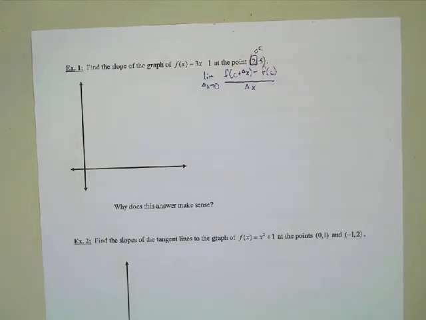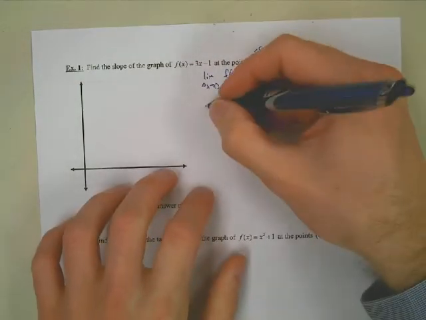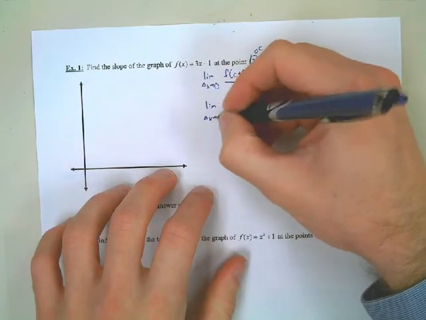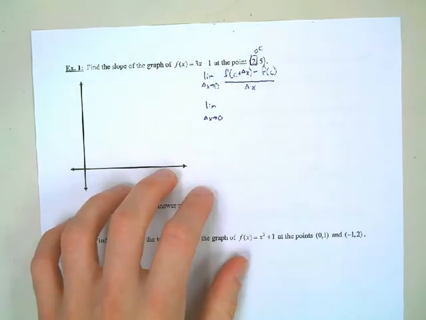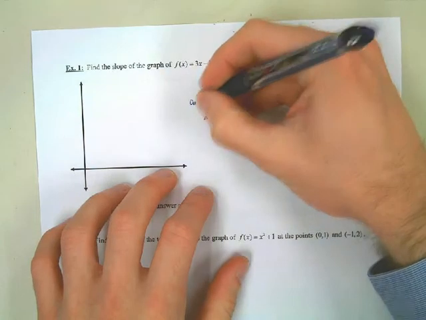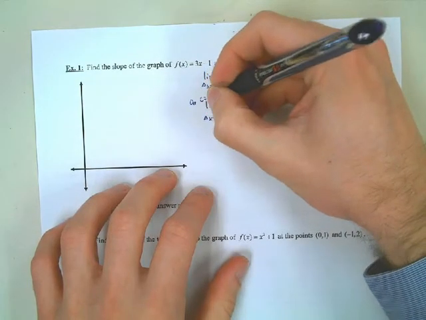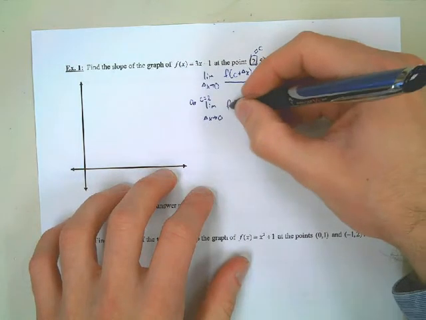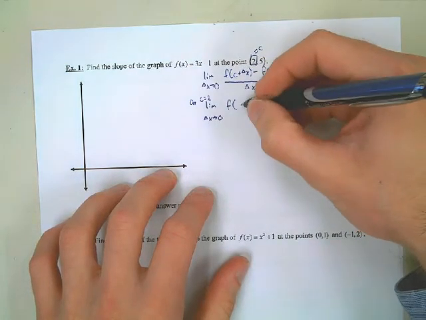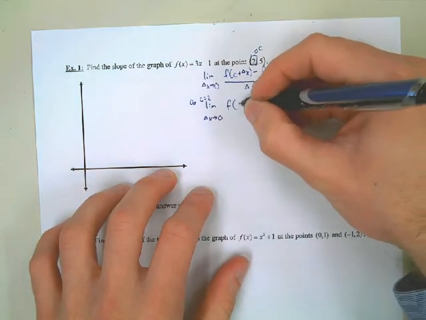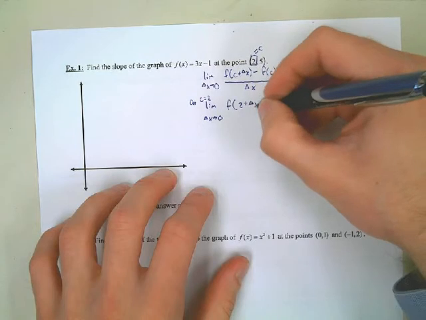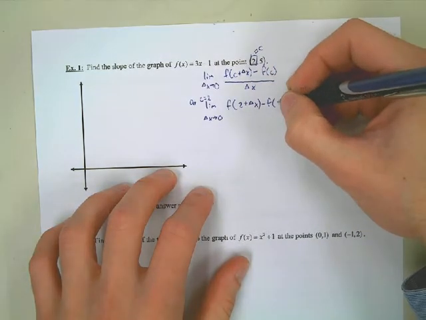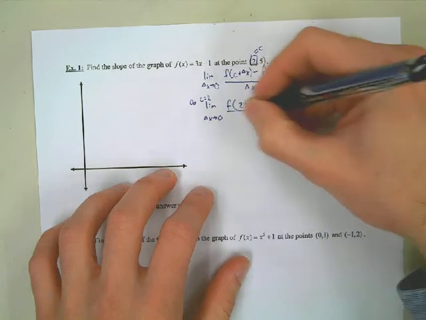So I'm going to rewrite this as the limit as delta x approaches 0. Again, we're evaluating at c equals 2. And instead of writing f of c plus delta x, we're going to write f of 2 plus delta x, because c is 2, minus f of 2, all over delta x.